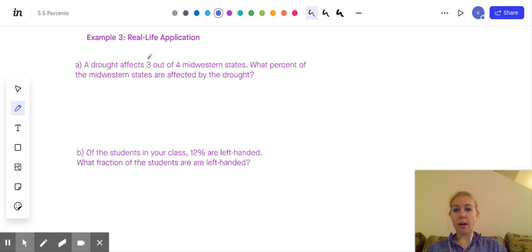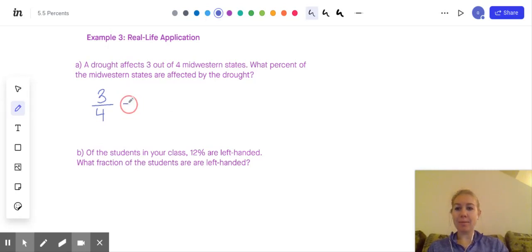Okay, a key phrase here is 3 out of 4. So 3 out of 4, that is actually a fraction. 3 would be the numerator, and then 4 is the denominator. 3 is the part in the fraction, and 4 is the whole. We want to know what percent of the states are affected by the drought, so we need to change our fraction into a percent. So that goes back to example 1. Oh, I'm sorry, that's example 2. That's what we just did.